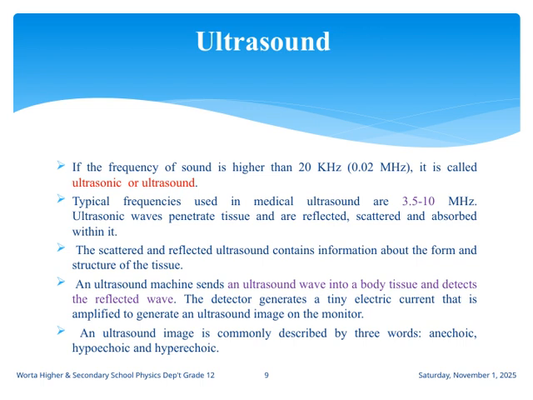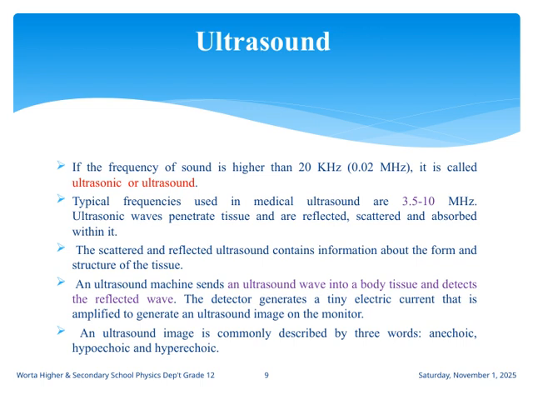Typically, medical ultrasound uses frequencies between 3.5 and 10 megahertz. These waves can penetrate tissues in the body, but as they do, they encounter different structures, leading to reflection, scattering, and absorption. This interaction is key because it allows us to gather information about the tissue's form and structure.